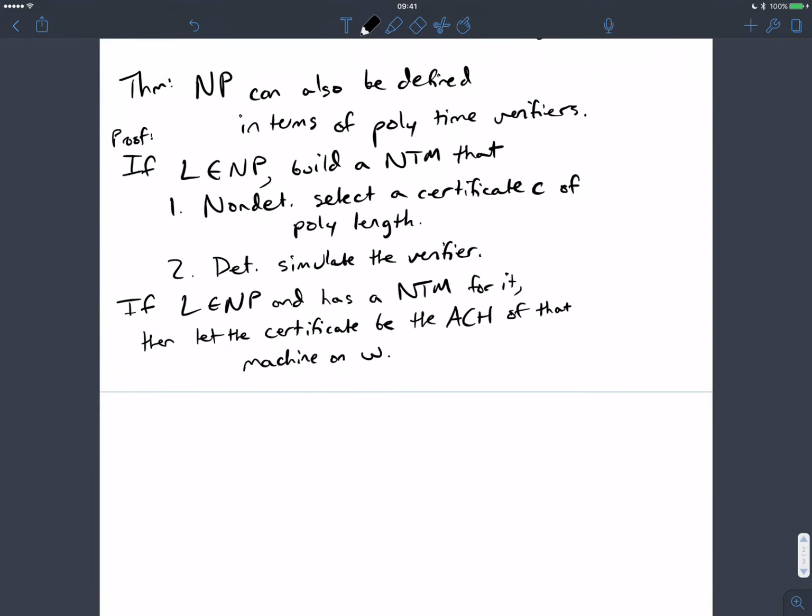Any questions on that? We don't need the polytime verifier when it's in P, because we can just simulate the thing anyway. Yeah. The simulation in that case would be the certificate because it runs in polytime anyway. So, yeah.